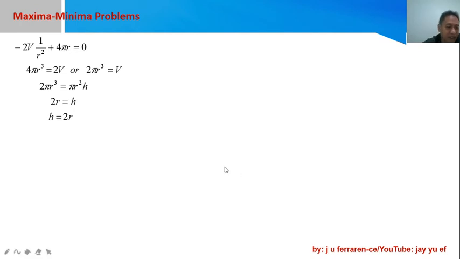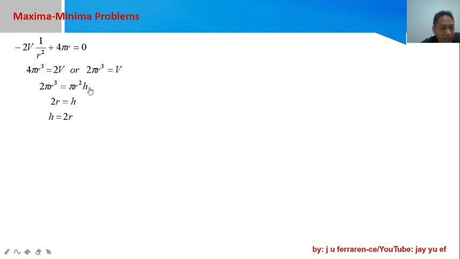Okay, now, this is my ds/dr. Now, there is a denominator of r squared. So, if I multiply this with r squared, we can have the 4 pi r cubed. Then, I have minus 2v in my first term. And I simply transpose. And that's why I have 2v equal to 4 pi r cubed. Now, there's 2 that's common, so I divide with 2. Dividing with 2, you have 2 pi r cubed, and that's equal to v.